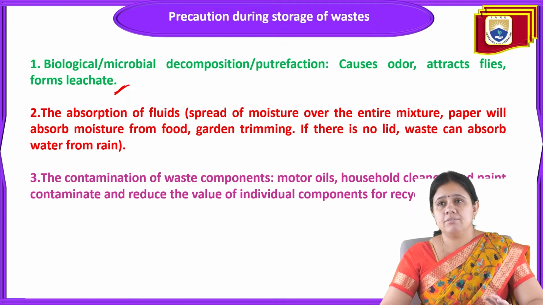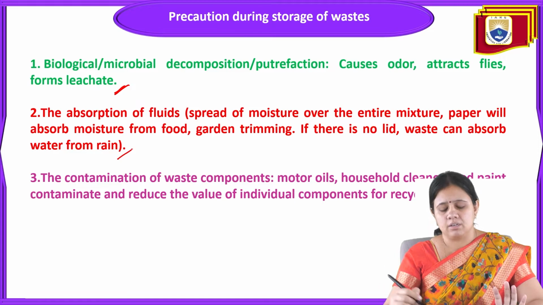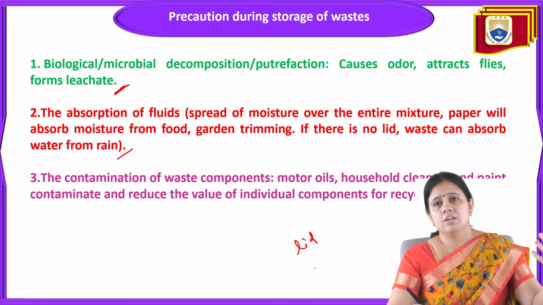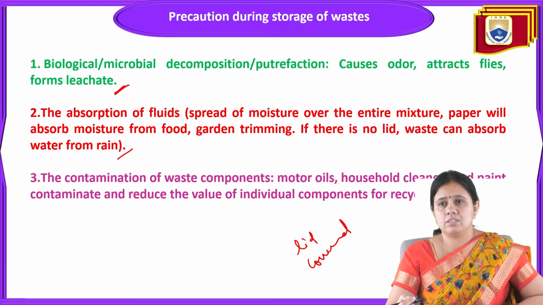If there is no lid, waste can absorb water from the rain also. So a proper lid is very important. The lid should be there, and the container should be outside the society or covered also. Contamination of waste components like motor oils, household cleaners, and paint contaminants reduces the value of individual components for recycling. That's why storage is very important.